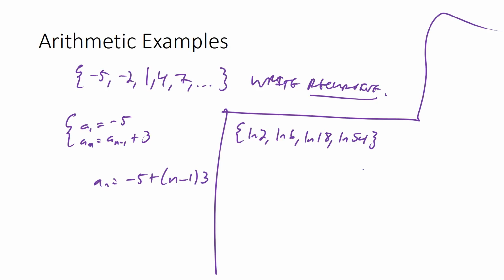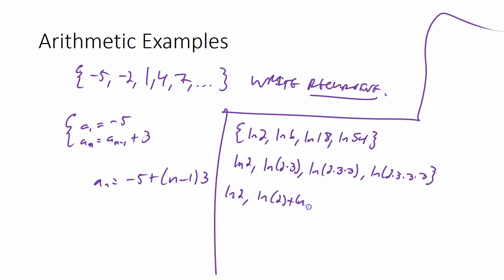But you have to think about how logs work, right? This is ln of 2, and then it's ln of 2 times 3, and then it's ln of 2 times 3 times 3. Then it's going to be ln of 2 times 3 times 3 times 3, right? Okay, so we're multiplying by 3 one more time in the log, but remember log rules allow us to split this up to addition. So this is ln of 2, then it's ln of 2 plus ln of 3, then it's ln of 2 plus ln of 3 plus ln of 3 again. What am I adding every time? I'm adding ln of 3 each time. So this is a common difference of natural log 3, even though at first it looks very sneaky, right?